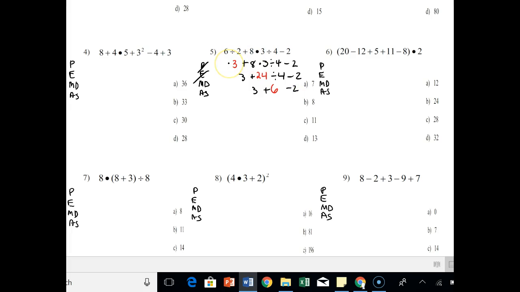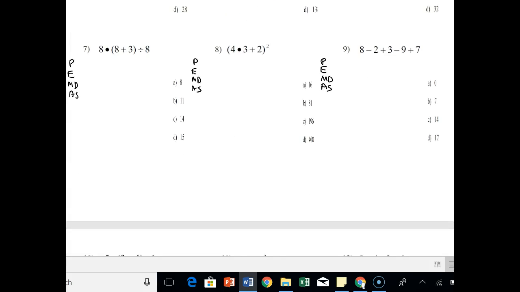So notice how I had to go back and forth between multiplication and division as I read it left to right. So now multiplication and division is done. I have addition pop up first as I move left to right. So that is 3 plus 6 is 9. And then I have 9 minus 2, and 9 minus 2 gives us our answer of 7. So A is our answer.